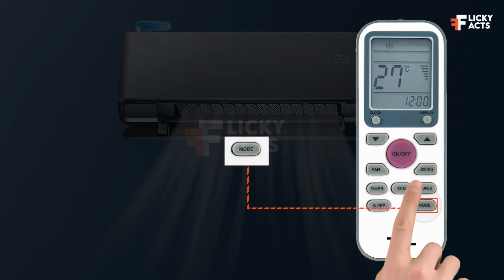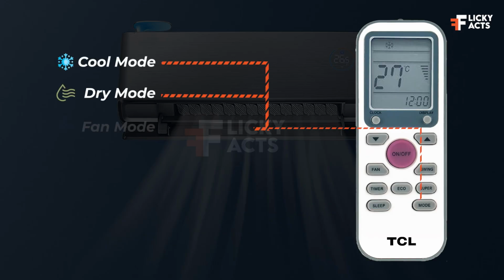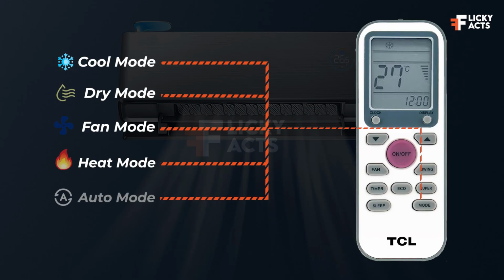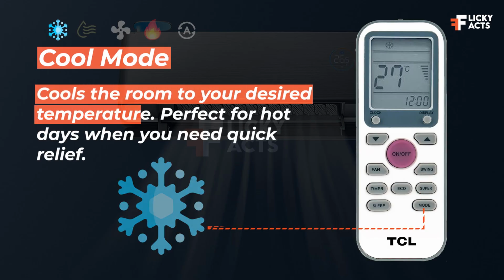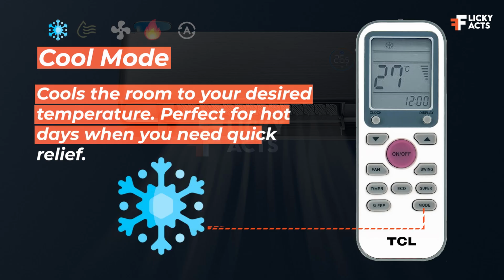Press the Mode button to cycle through different modes depending on your need. Cool mode, dry mode, fan mode, heat mode, auto mode. Cool mode cools the room to your desired temperature. Perfect for hot days when you need quick relief.